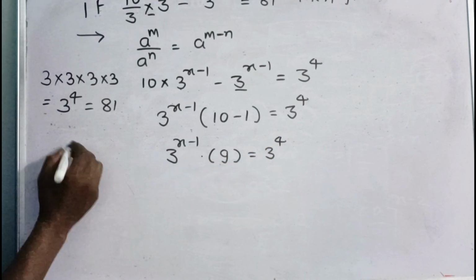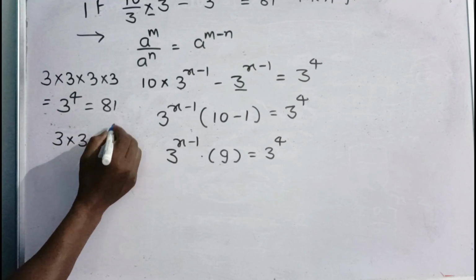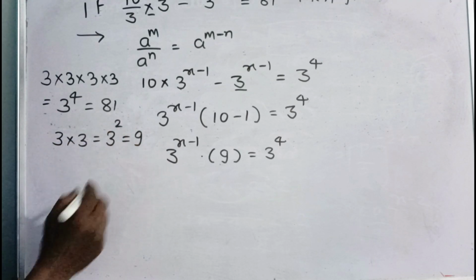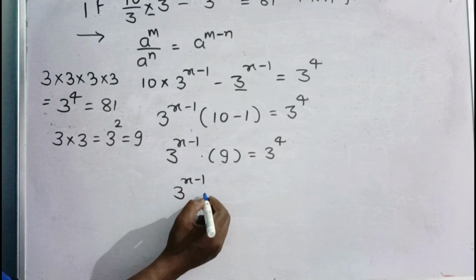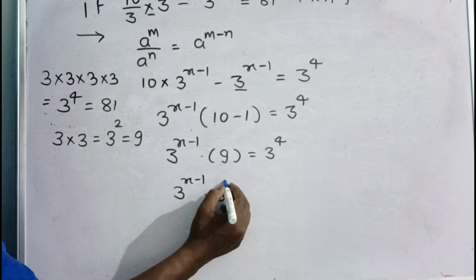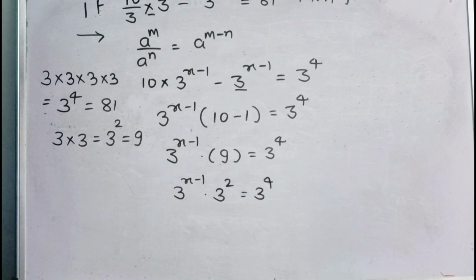What is meant by 9? 3 into 3 is equal to 3 square is equal to 9. 3 raised to the power x minus 1 into 3 square is equal to 3 raised to the power 4.